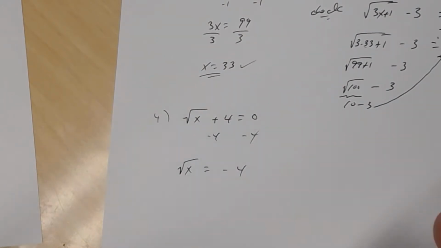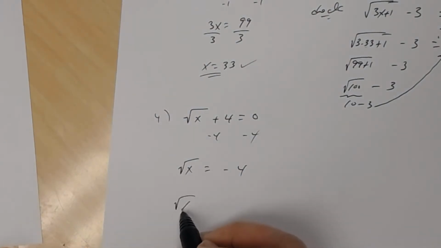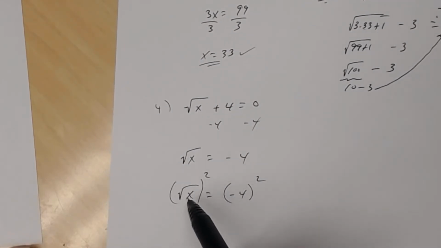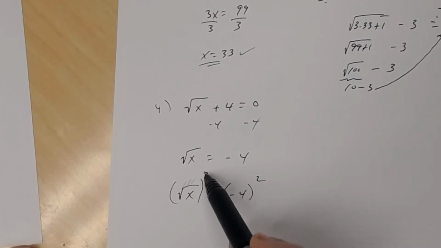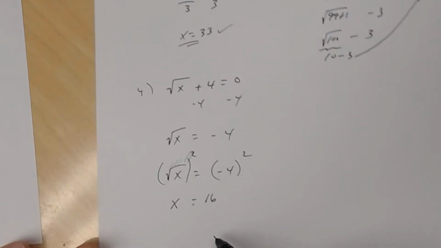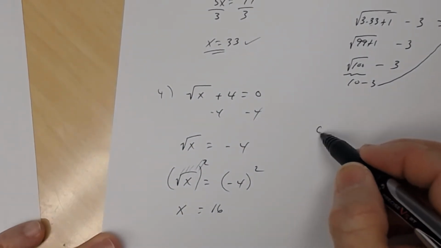Now, let's just go ahead and continue on with the algebraic procedure. So I'm going to square both sides. I get the square root of x equal negative 4, and I'm going to square both sides. And so when I square both sides, I'm just going to get this radicand right here. Square root of x squared is just x. And then negative 4 times itself is 16.